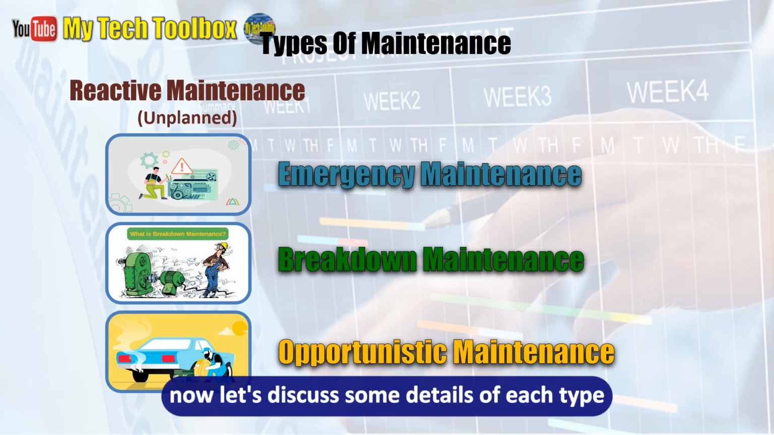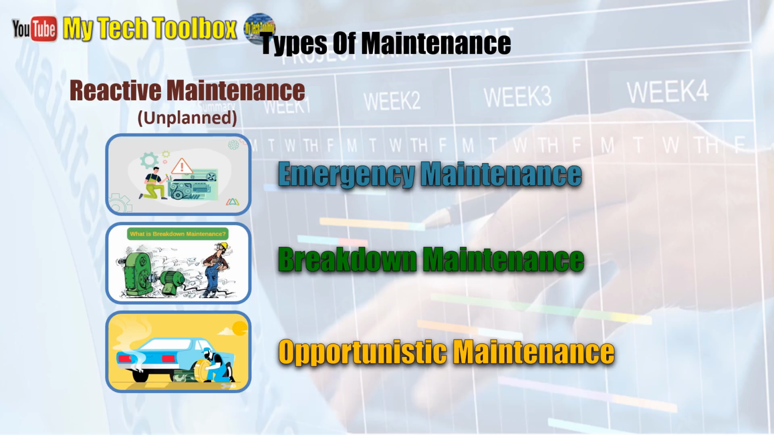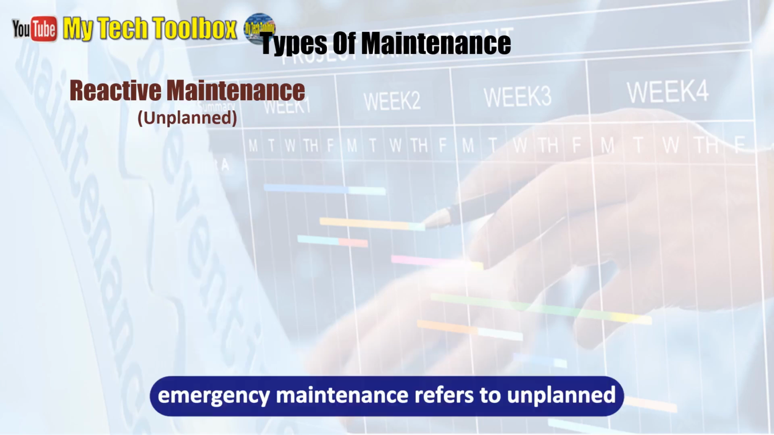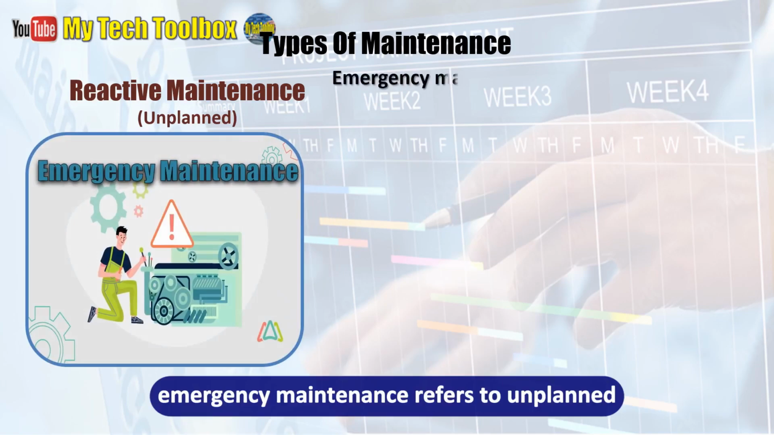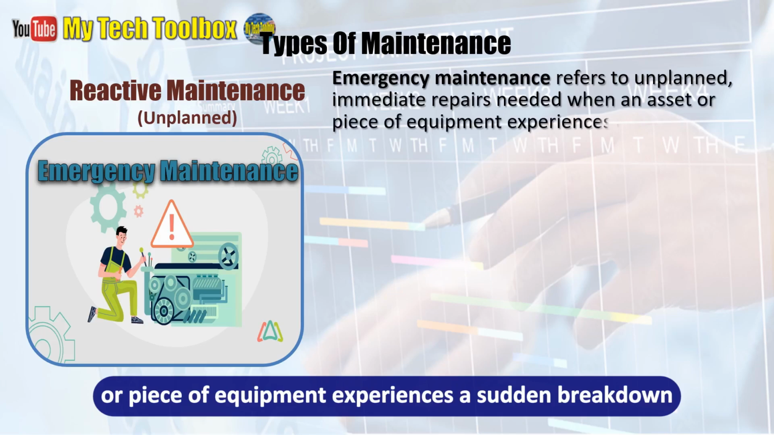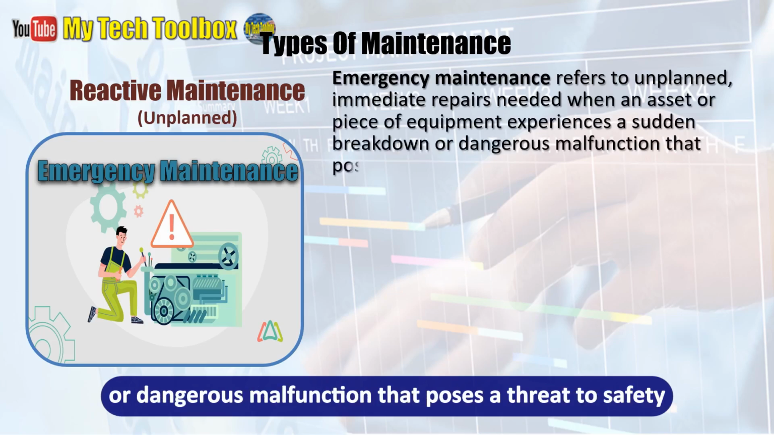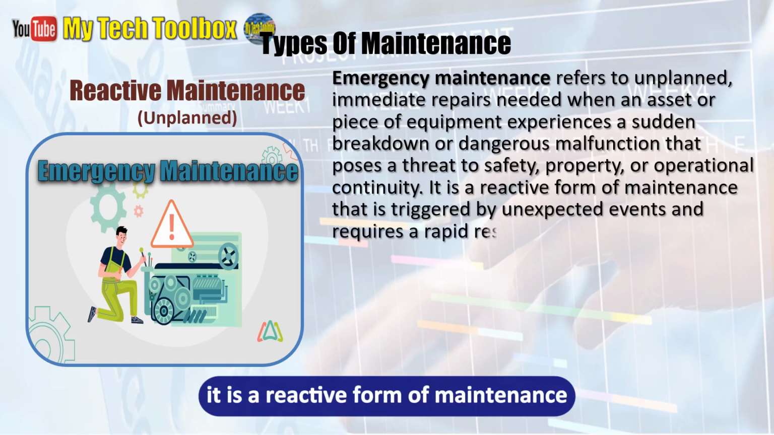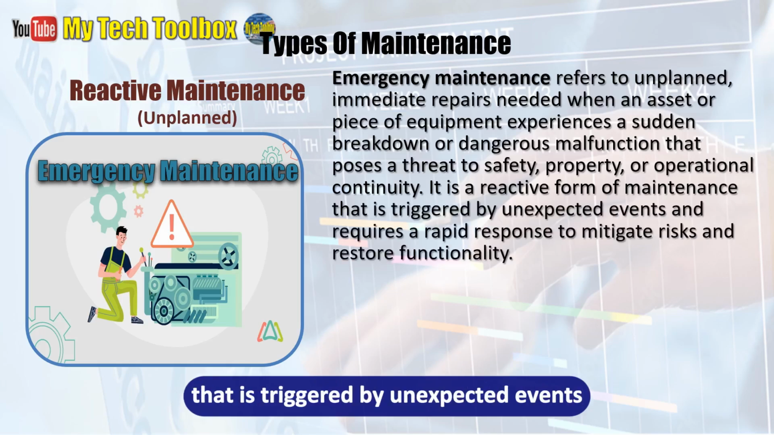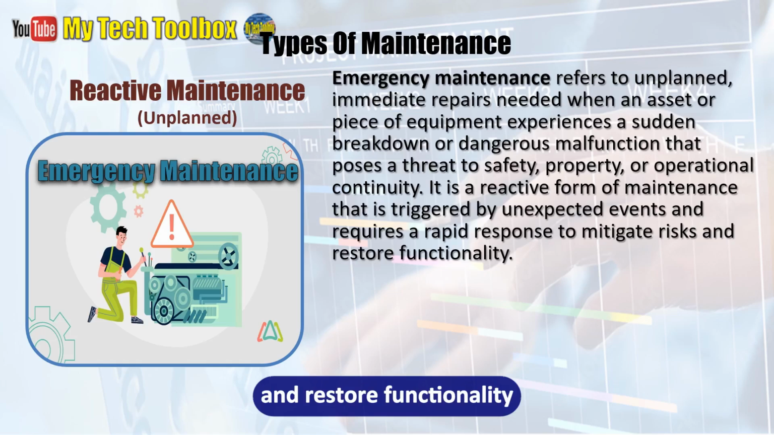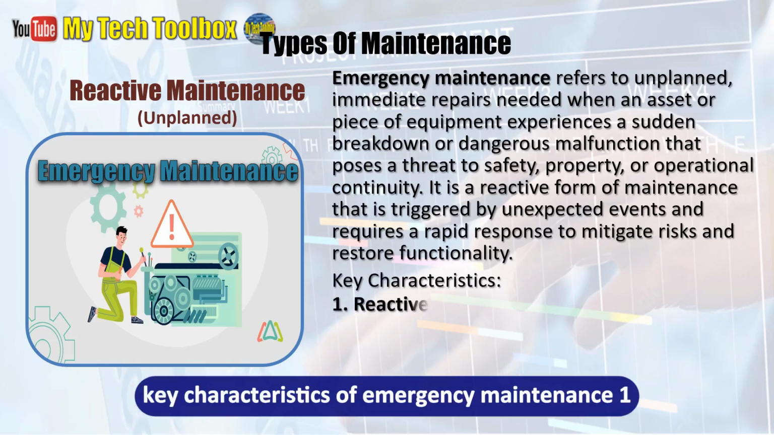Now, let's discuss some details of each type. Emergency maintenance. Emergency maintenance refers to unplanned, immediate repairs needed when an asset or piece of equipment experiences a sudden breakdown or dangerous malfunction that poses a threat to safety, property, or operational continuity. It is a reactive form of maintenance that is triggered by unexpected events and requires a rapid response to mitigate risks and restore functionality. Key characteristics of emergency maintenance.